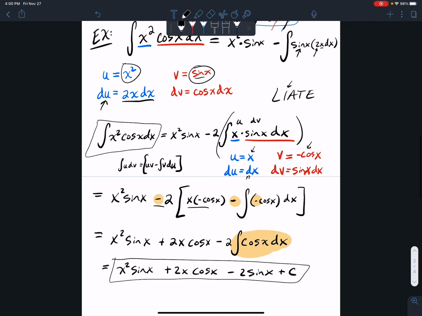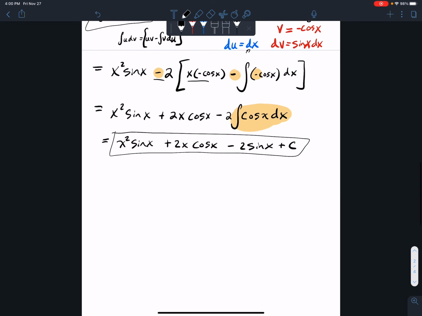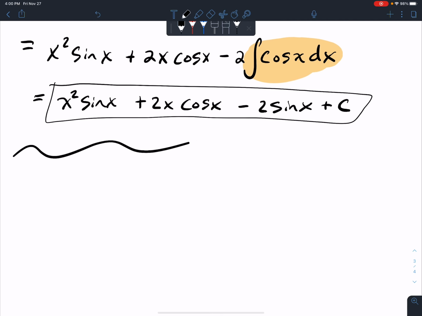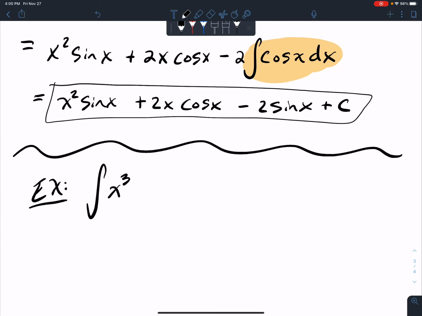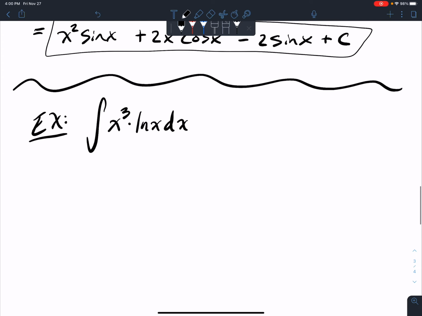All right, so let's try one with a natural log in it. So I have an example here. Integral x cubed times ln x dx. Okay, so it's a product. I'm thinking product rule. The reverse of a product rule for integration is integration by parts. So I'm integrating this by parts of a product here, and I need to pick a u and I need to pick a dv.